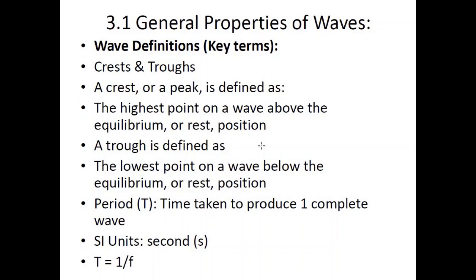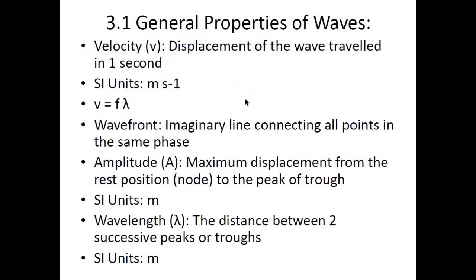SI unit for time period is seconds, and the formula is T equals 1 upon f. Velocity, the displacement of a wave traveled in 1 second. SI unit is meter per second, and the formula is v equals f lambda. Lambda is the symbol for wavelength.